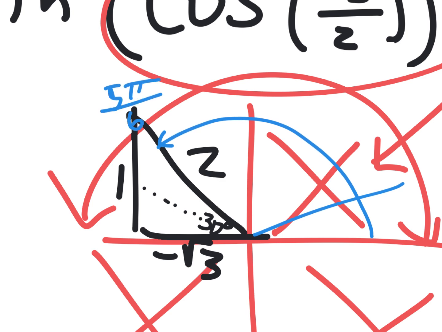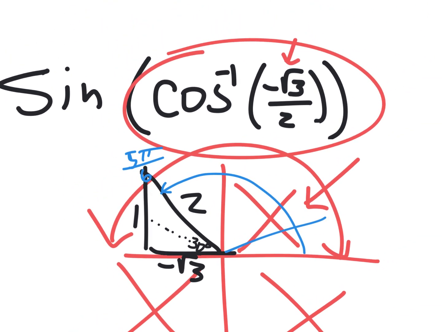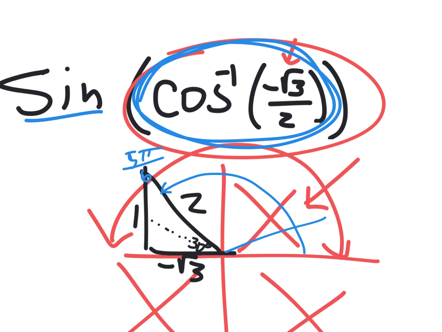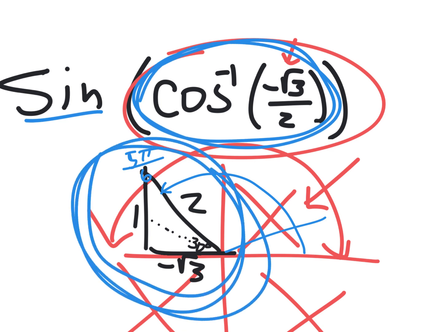Now, I know some of you are like, but I didn't really need that, Mr. Server. I needed sine of that angle. You're right. But this is 5 pi over 6. And then sine of that, you'd end up drawing the same exact triangle. And sine is opposite over hypotenuse. And therefore, it's 1 over 2. Who had that one right? Okay, good.